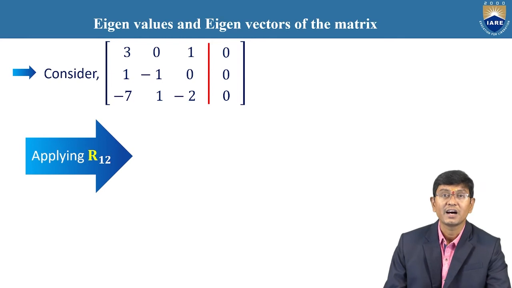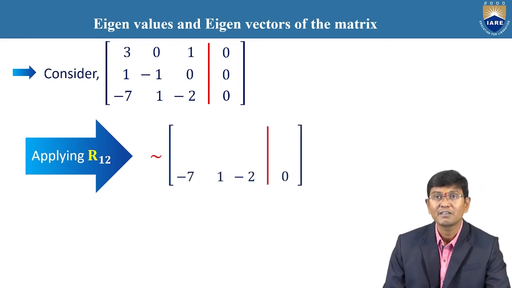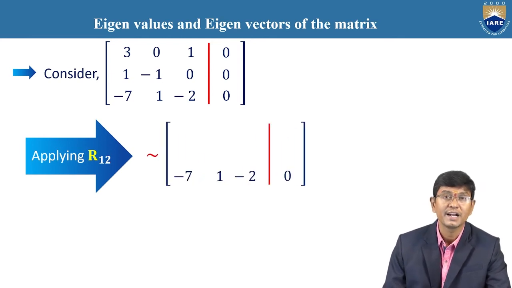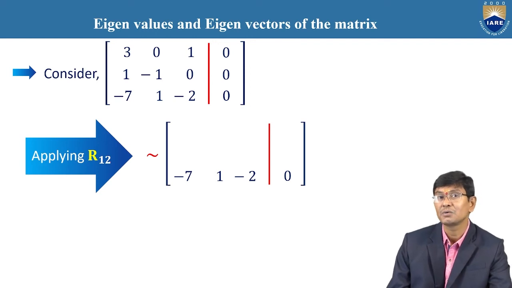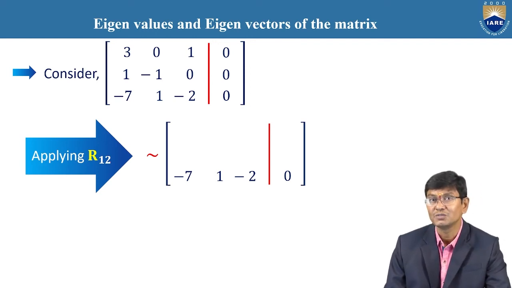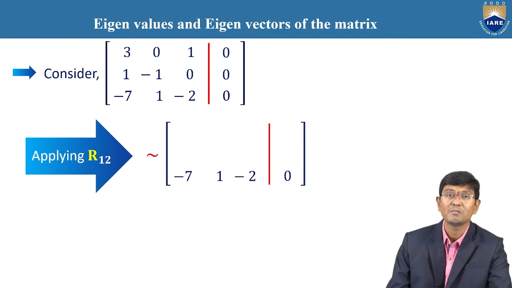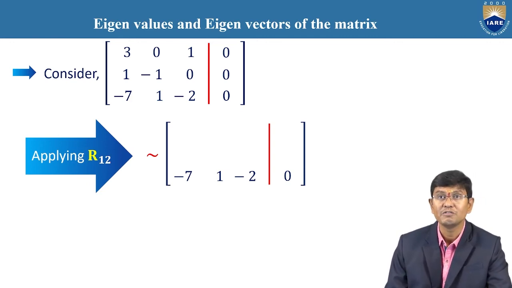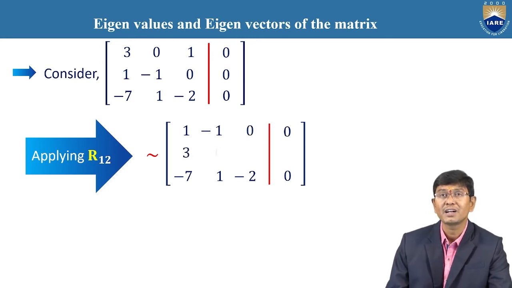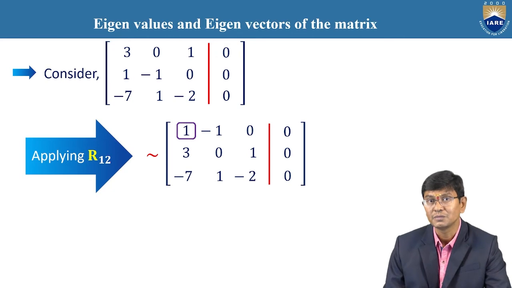First, we apply R12, that is the interchange of R1 and R2. At that time, the third row we are not changing anything: minus 7, 1, minus 2, 0. And after interchanging R1 and R2, we clearly obtain the first row as 1, minus 1, 0, 0, and the second row as 3, 0, 1, 0.